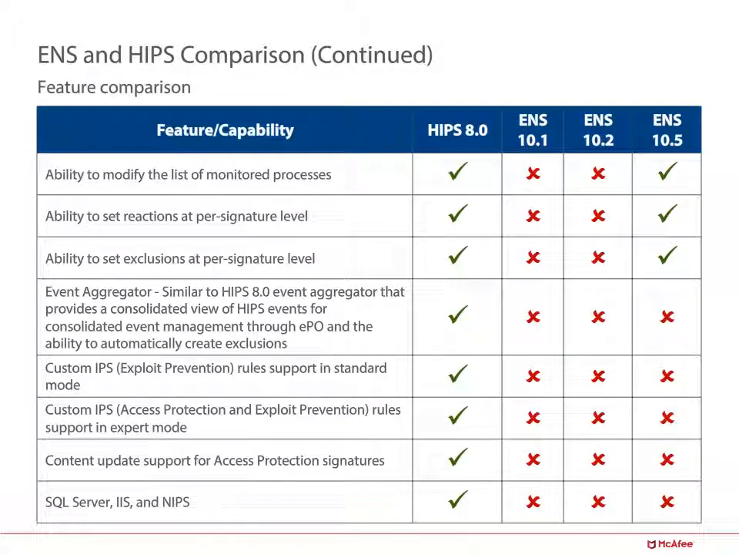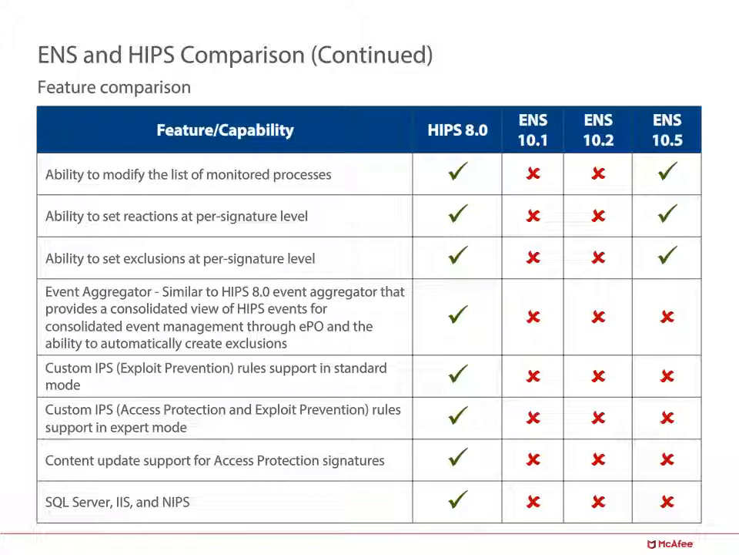That we had an ability to modify our different monitored processes. We now have that in ENS 10.5. It was in HIPS. Be able to set the reactions at a per signature level. It's a little different in ENS than it is in host intrusion prevention. You'll see that. Also the exclusions, we can set that in ENS 10.5.